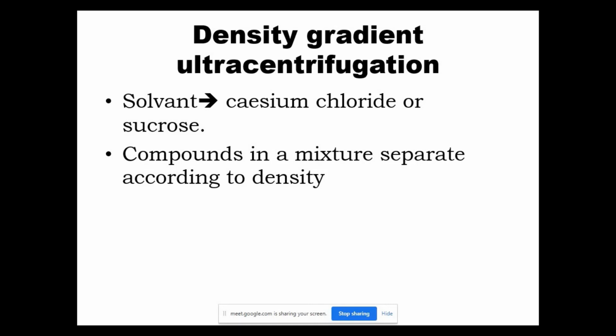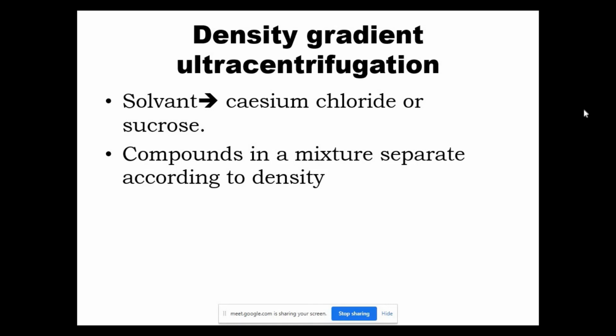For density gradient, we always go for ultracentrifugation, because here the density of the virus is not very much different from the density of the medium. So the only way to increase the velocity is to increase the speed of centrifugation, and that you can do only in ultracentrifugation, where RCF is more than 1 lakh.